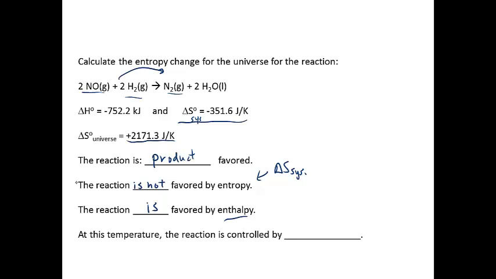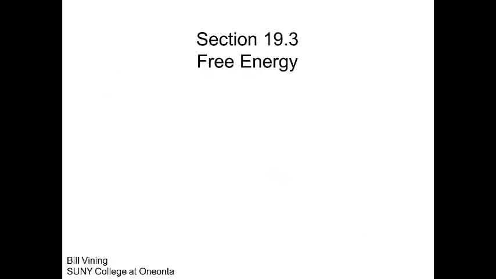The reaction is not favored by entropy. The reaction is favored by enthalpy. Overall, the reaction is favored. So the reaction is controlled by the thing that's making it do what it's doing. It is favored, and the thing that's favoring it is enthalpy. So at this temperature, the reaction is controlled by enthalpy. It's enthalpy controlled because it's doing what enthalpy wants it to do. Enthalpy wants it to go. Entropy wants it to not go. It is going. Therefore, enthalpy is the thing that's winning out. And that ends our section 19.2.